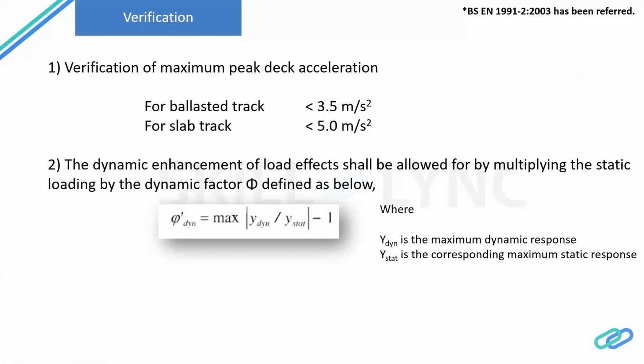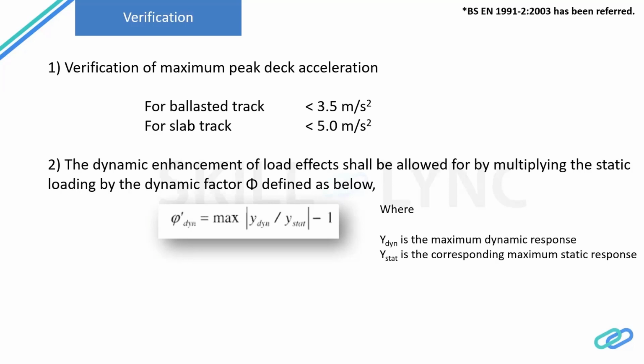Once we have assumed all these loads, mass, damping, and performed the time history analysis, we get the output, the deck acceleration, and it should be less than this value. For ballasted track, it should be less than 3.5 meter per second squared, and for slab track, it should be less than 5 meter per second squared. Now you can see the difference between slab track and ballasted track.